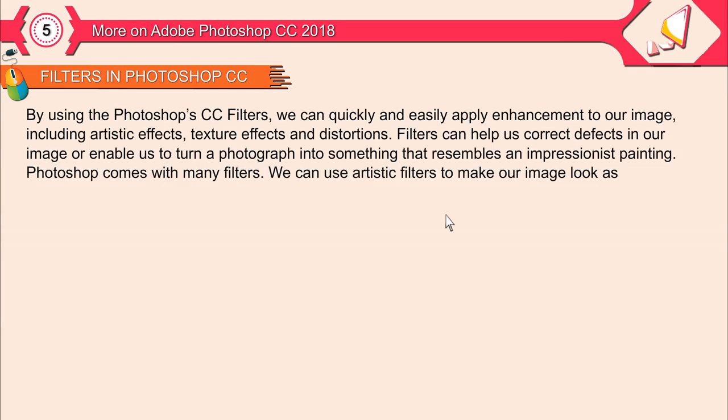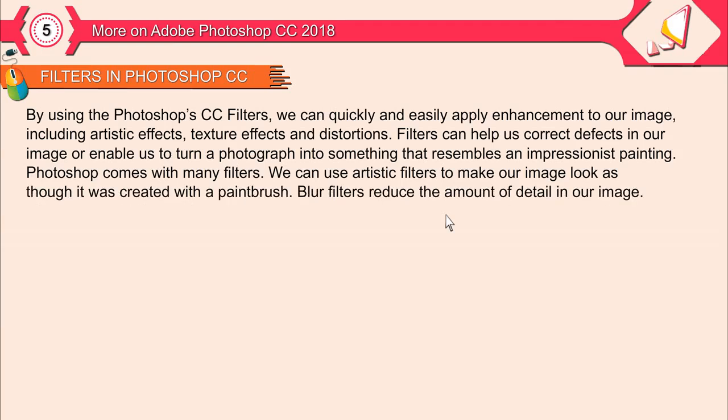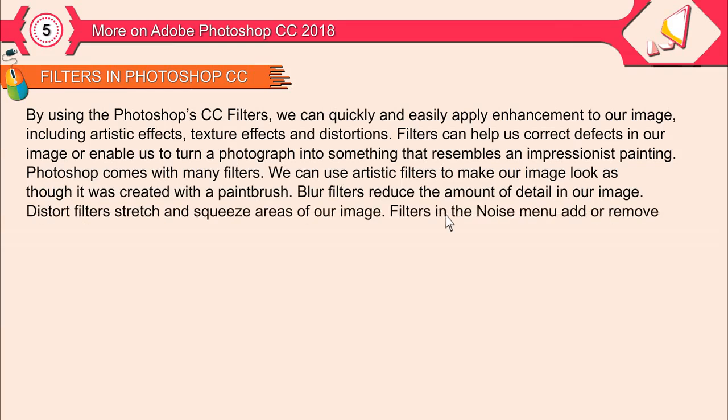We can use artistic filters to make our image look as though it was created with a paintbrush. Blur effects reduce the amount of detail in our image. Distort filters stretch and squeeze areas of our image. Filters in the Noise menu add or remove graininess. It can be useful to apply an abstract texture to a scene.